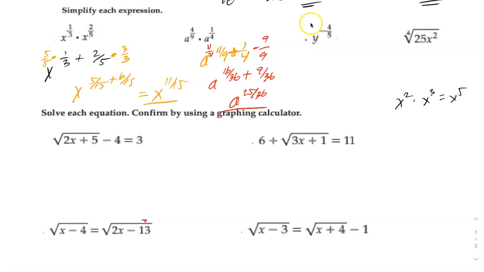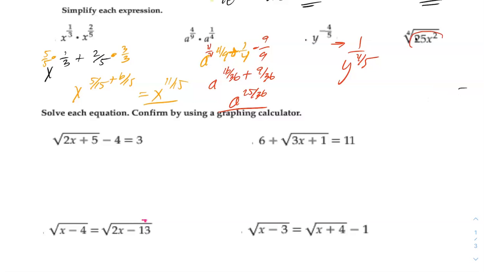Next one, nothing for me to do there besides flip it. So you get 1 over y to the 4/5. That's it. The next one. So this is what the book wants you to do. I think it's a little dumb. What they want you to do is do this.